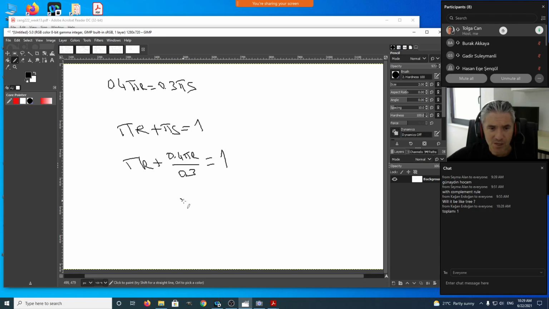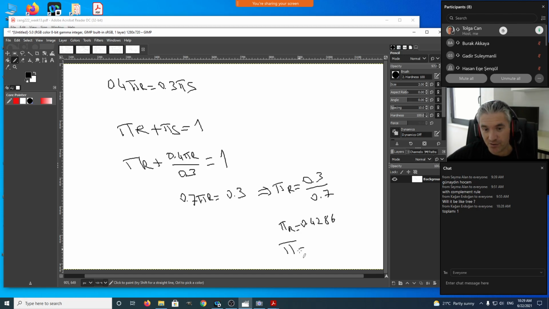So which gives me 0.7 pi r is equal to 0.3, which gives me pi r is equal to 0.3 divided by 0.7, whatever it is. Let me just look at my calculator here. 0.3 divided by 0.7 is 0.4286. So pi r is equal to 0.4286, and pi s is going to be equal to 1 minus that value. So we have figured out that in the long term this town is around 60% sunny and 40% rainy. Okay, in the long term.